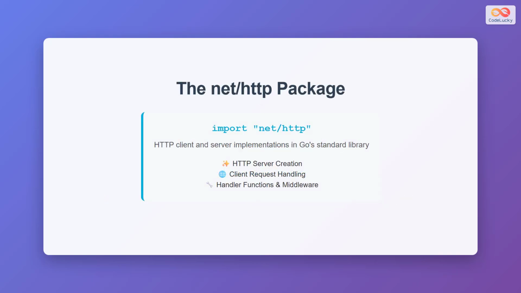The net/http package is part of Go's standard library, and it provides implementations for both HTTP clients and servers. To use it, you'll import it into your Go code using import net/http. It offers features such as HTTP server creation, client request handling, and support for handler functions and middleware. These components allow you to build robust web applications and APIs.